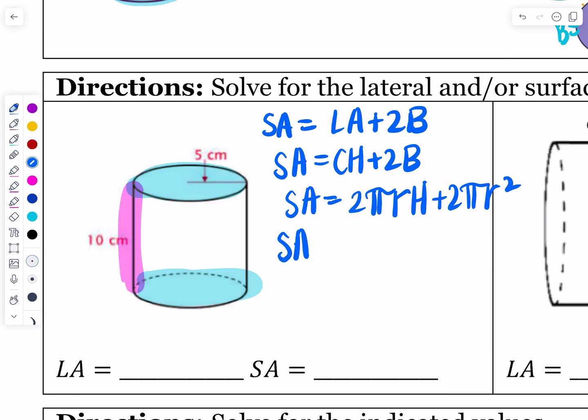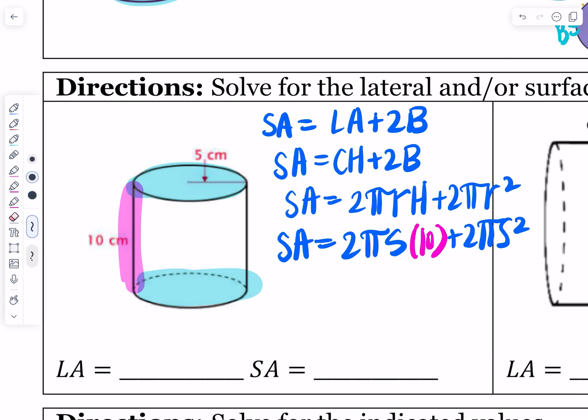So let's go ahead and just fill that in. What is my radius? My radius is 5, so 2 pi 5 times my height of 10 between those 2 bases, plus 2 pi 5 squared. So again, whenever I'm going to be simplifying this, because here's my circumference, there's my radius, I'm going to do 2 times 5 times 10.